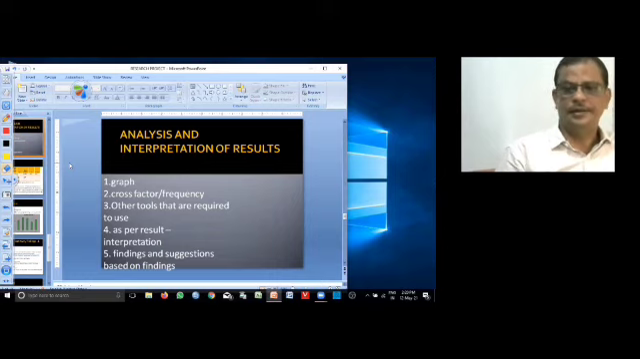Okay. And then the second one is cross-tabulation or frequency. You can also apply it. It is very easy. Frequency means numbers. You only have to mention them. And other tools which are required as per your result and interpretation, you have to use, and interpret the result. The next one is your findings and suggestions, which are based on your findings.